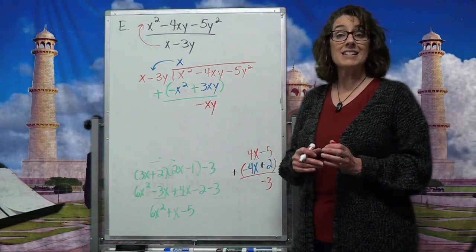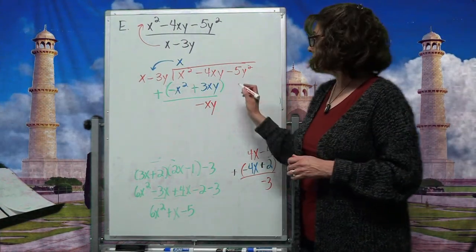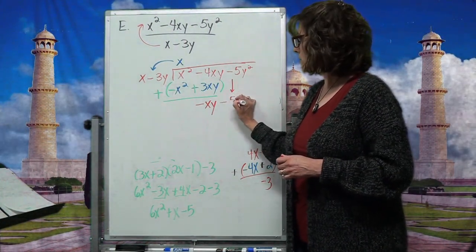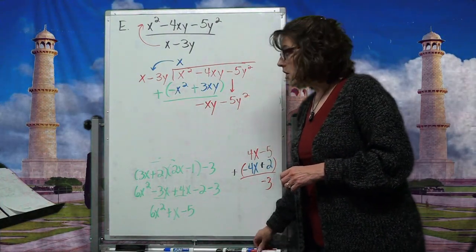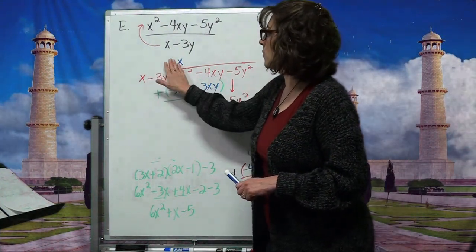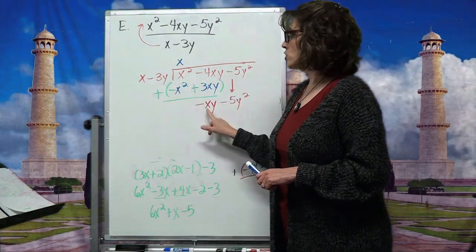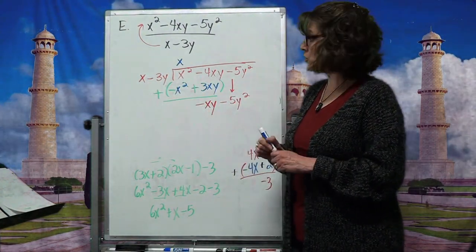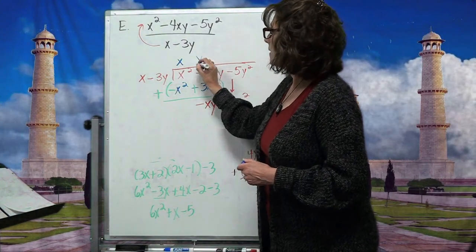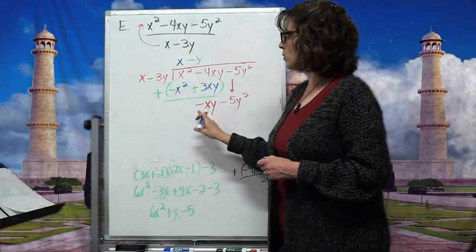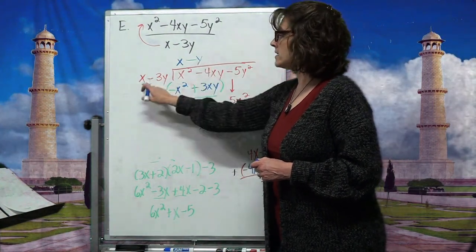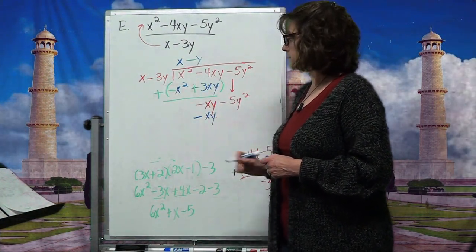Now remember, the next step is to drag down the next term. So I'm going to drag down this term, and I'm going to repeat that process. So that means what I'm going to do now is I'm going to say, well, what would I multiply to the x to create a negative xy? Well, I certainly would multiply by a y, but I also need to multiply by a negative, because negative times positive will give me negative, and y times x will be an xy.